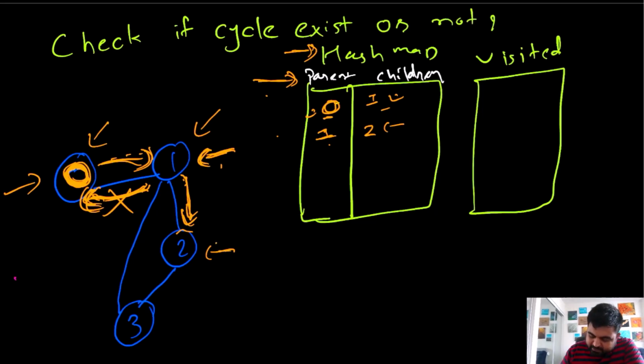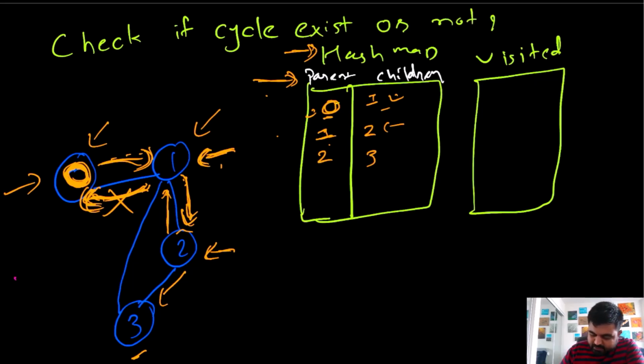Now again, we are at this position number 2. From this position number 2, what are the different ways we can travel? We can either go back to 1 or we can go to 3. Let's say that we go to 3 first. So we check whether 3 exists inside the hash map. 3 does not exist, which means we can create an entry where 2 is a parent and 3 is a child. We are good with this so far.